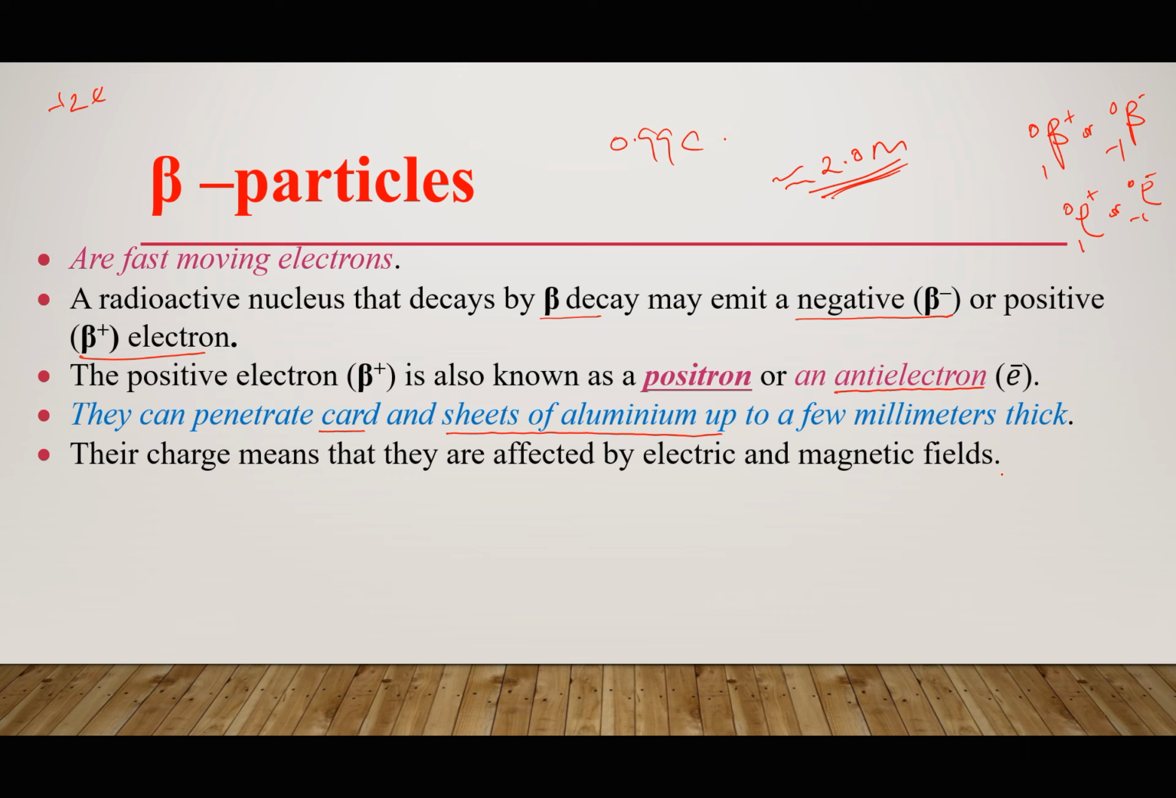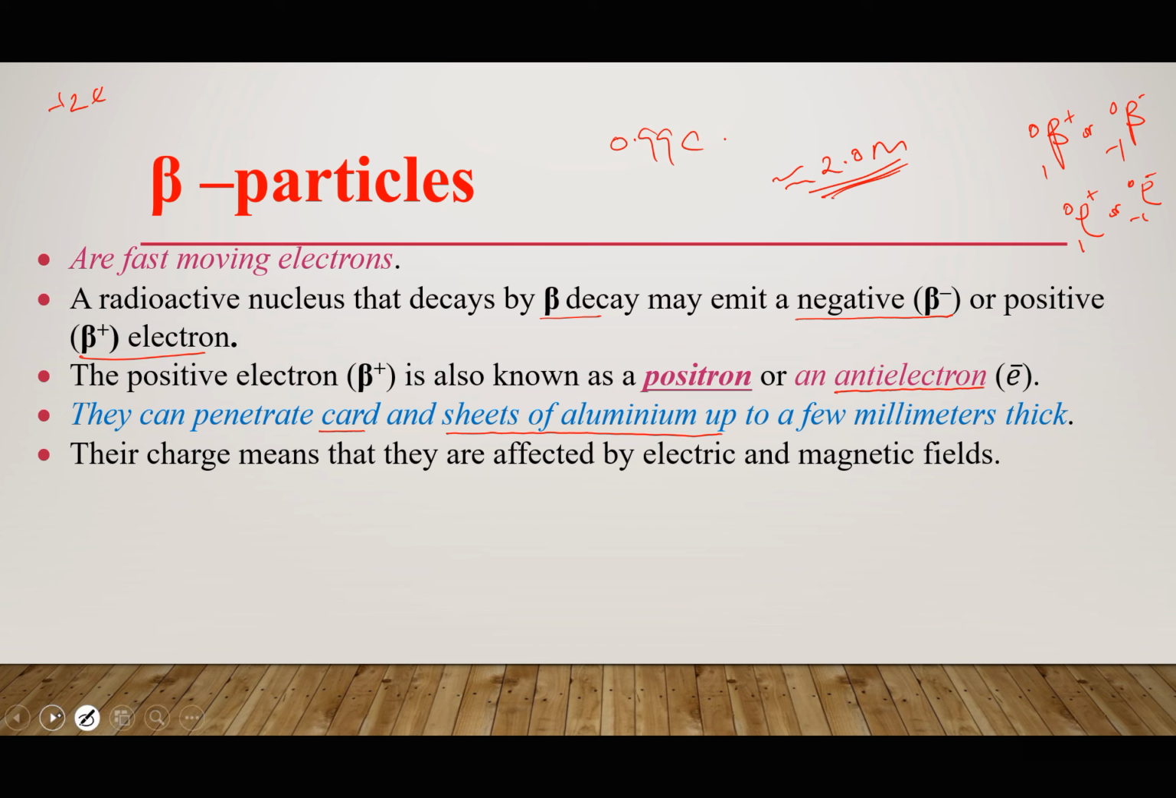From your IGCSE, any charged particle is always affected by a magnetic field and an electric field. For an electric field, whether the particle is moving or not, it is going to be affected. For a magnetic field, the particle must be moving, and we shall see that in a unit called magnetic fields. The particle must be moving at an angle to the magnetic field for it to experience a magnetic force. So we say they are affected by electric and magnetic fields. It is the same with alpha particles because they have charge.